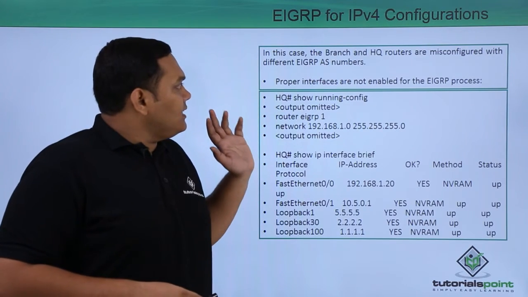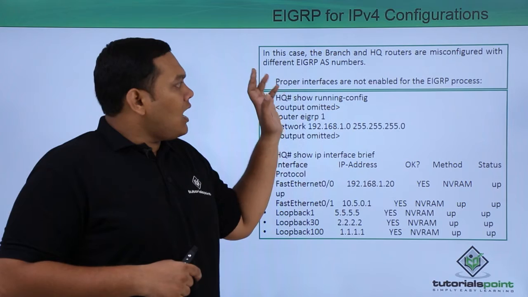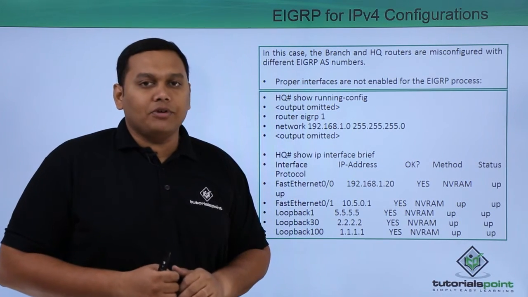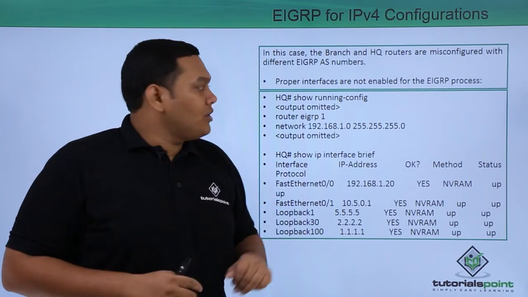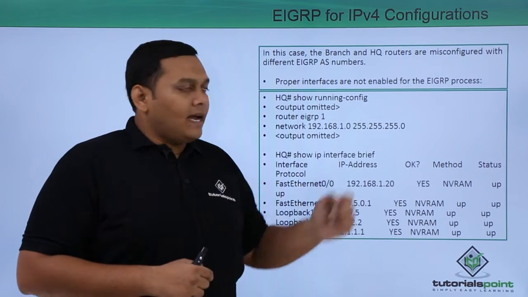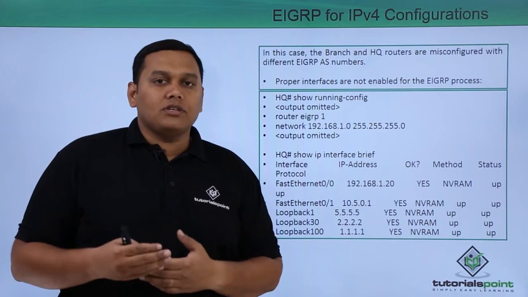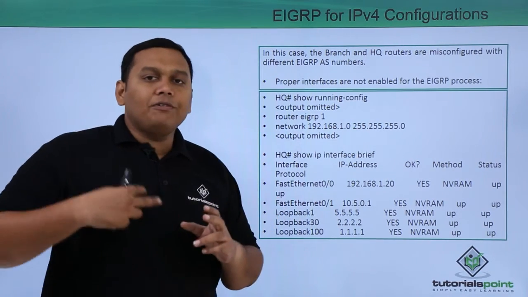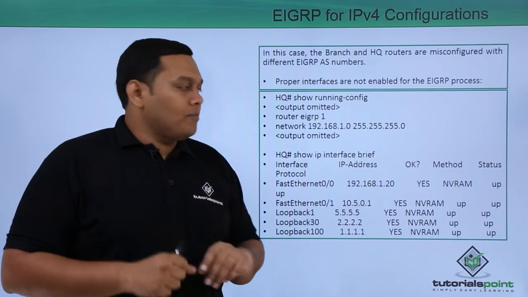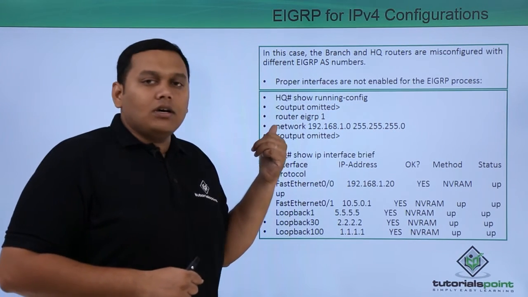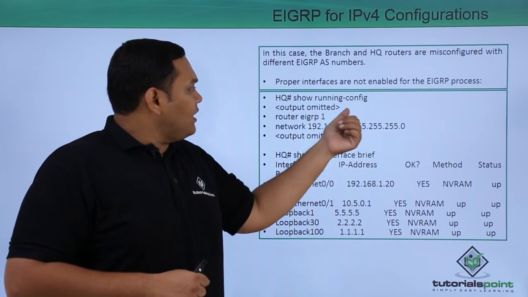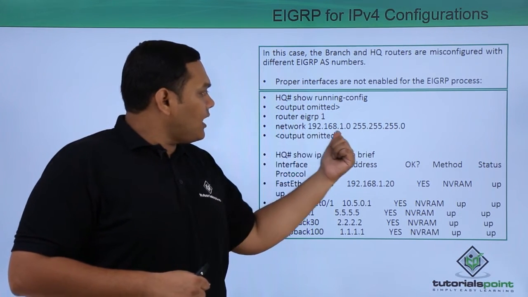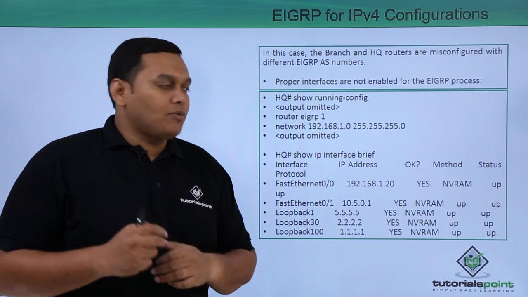In this case, the branch and headquarters are misconfigured and have different EIGRP AS numbers. The third potential scenario is that the proper interfaces are not enabled for the EIGRP process. That means proper interfaces have not been enabled, that is, giving two different interfaces for the same port. On the headquarters router, if you type the command show running-config, router EIGRP is given, and the network IP address with the wildcard mask is also provided.